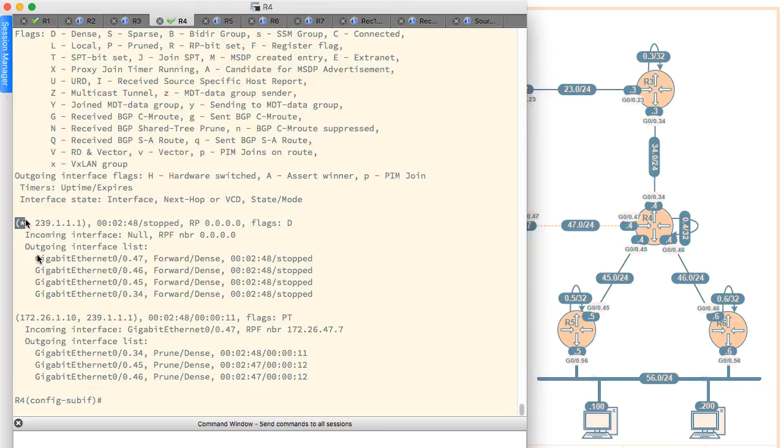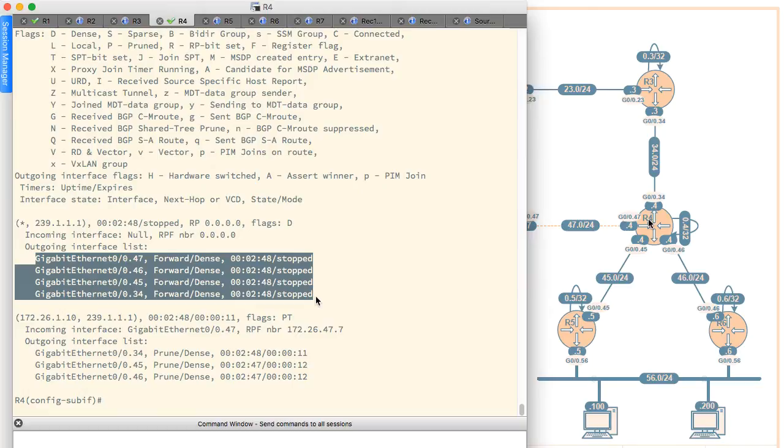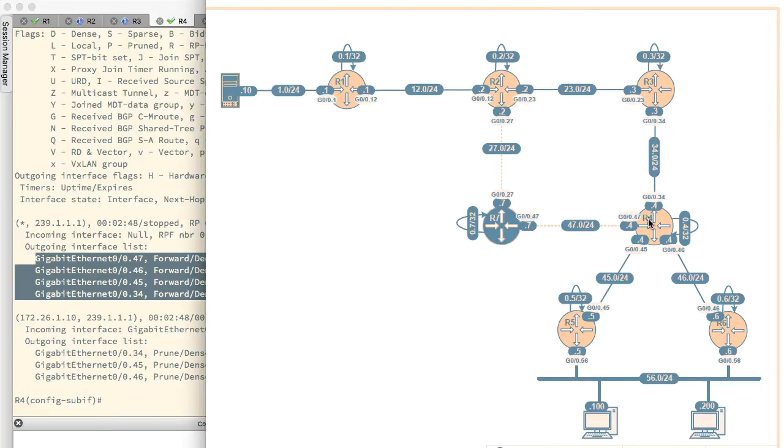Once again, this time the star,G actually has a much richer outgoing interface list. That's really because if you look at R4, it has 4 neighbors: 1, 2, 3, and 4 neighbors. So it makes sense that it has 4 separate interfaces in the outgoing interface list. That makes a lot more sense, I hope, on this particular router.